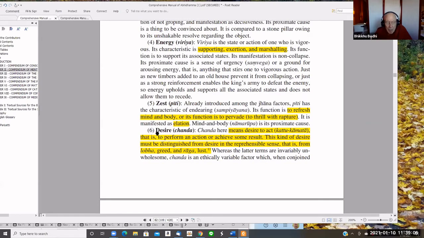And the sixth variable factor is desire, and the Pali word here is chanda, and this means the desire to act, to do something. The desire to perform an action or to achieve some result. It's not desire in the reprehensible sense of craving, greed, or lust, or attachment. But we have desires to do anything. Desire to get some exercise, desire to speak, many, many desires. All of those desires to act are driven by this mental factor of chanda.